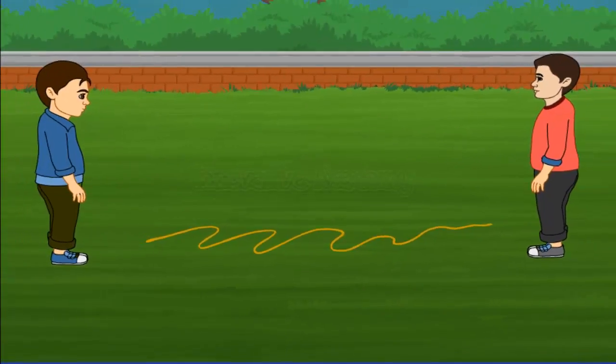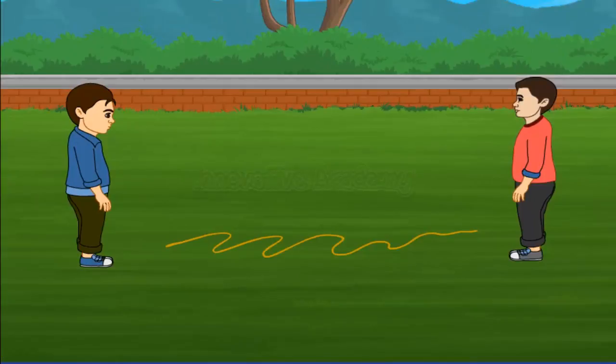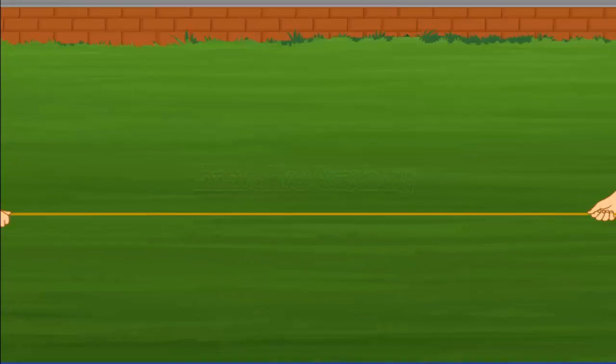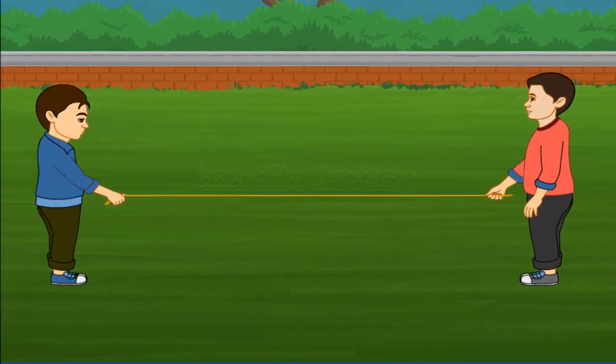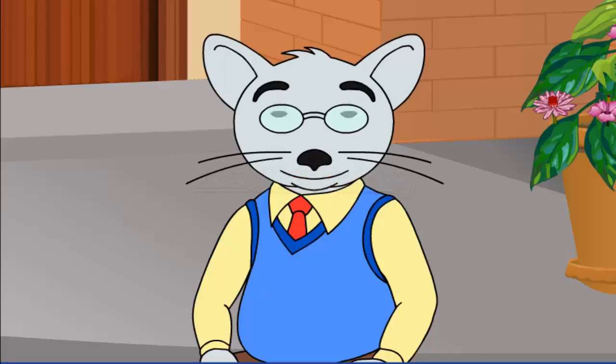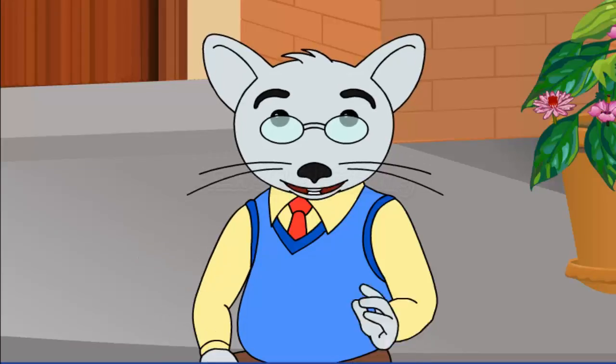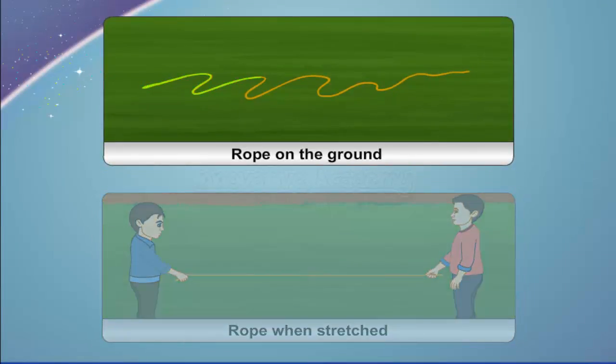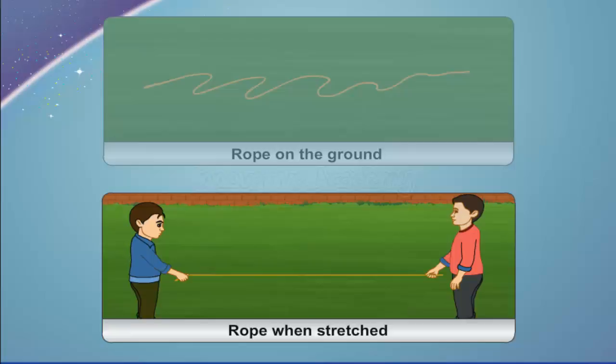Now Rohan and Prabin stretch this rope by holding the two ends of the rope. Now look at this rope again. How does it look now? Students, what difference did you see in the rope when it was on the ground and when it is stretched? The rope was zigzag when it was on the ground. But when Rohan and Praveen stretched it, it became straight, isn't it?